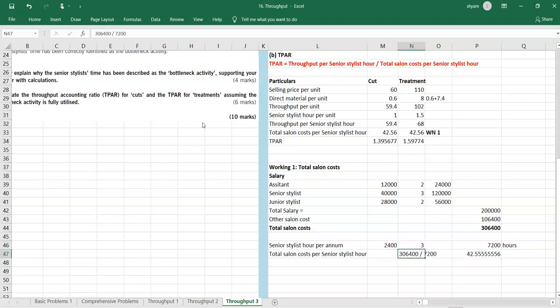So now when you divide both these numbers, this is the saloon cost, this is the hours. Total saloon cost per senior stylist hour you'll get, that is 42.55. So for both cut and treatment it is always the common number. This number will not be different for each product. It will be the same only. Then finally we divide the throughput per stylist hour amount by the total saloon cost amount, and finally we get the answer.